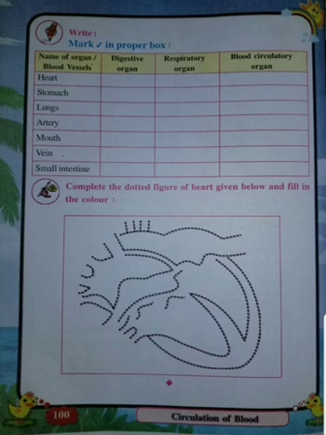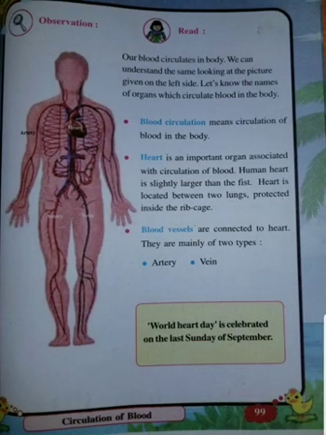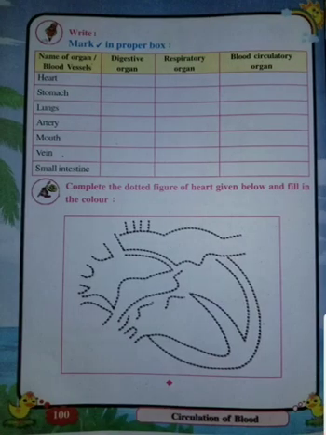Again, if you want, you can go through the picture of the heart properly, study properly that heart is the main organ and the artery and vein are the other two organs which help in the blood circulation. So I hope children you understood this lesson. Draw this heart in your workbook only.